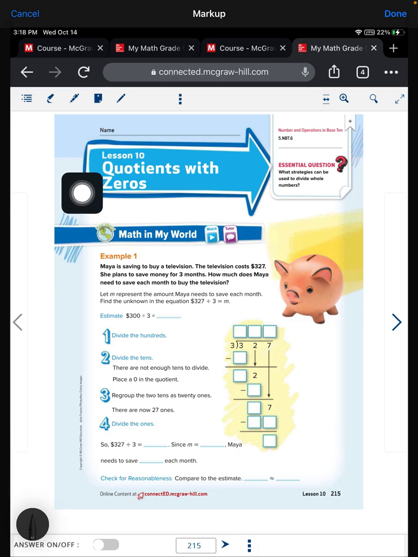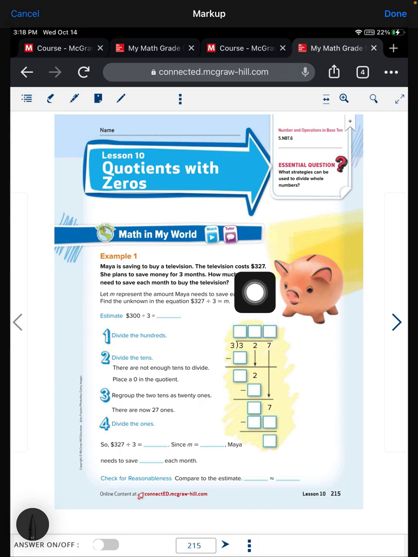Cox. We are on Chapter 3, Lesson 10, Quotients with Zeros. We are on page 215 in your math book. Most of the problems in here have to deal with there being a zero that you have to put in your quotient or answer. All right, let's begin.